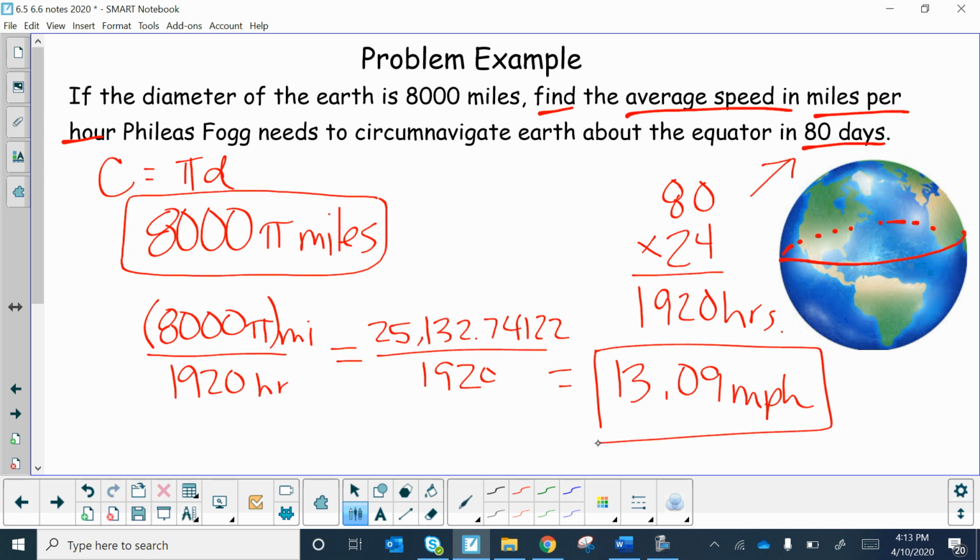So he has to go 13.09. Now, if you don't remember who Phileas Fogg is, he's in a hot air balloon. Can't draw a hot air balloon, but this is a hot air balloon that he's in, and he's going about the Earth in a hot air balloon. So 80 days, hot air balloon, 13.09, about 13 miles per hour is what he'll have to go. And that's it. Short lesson.